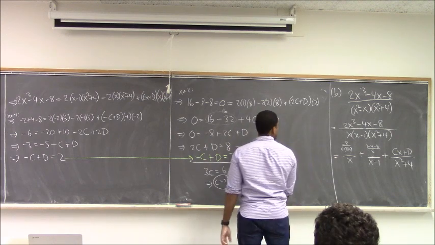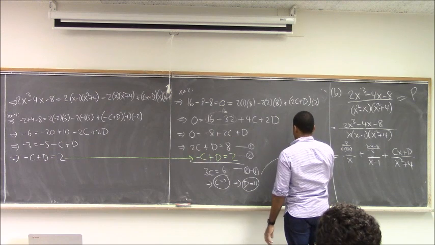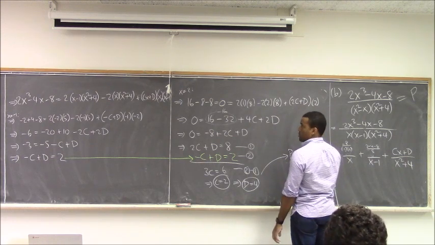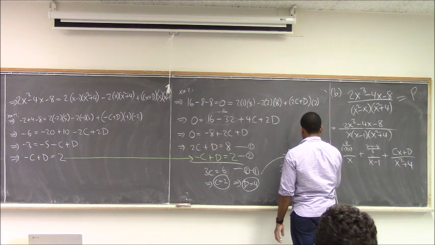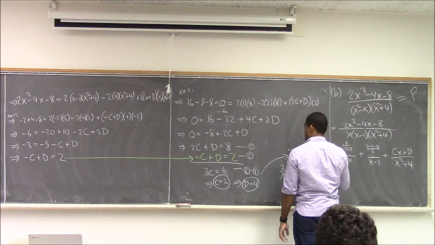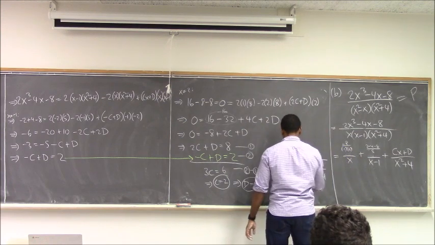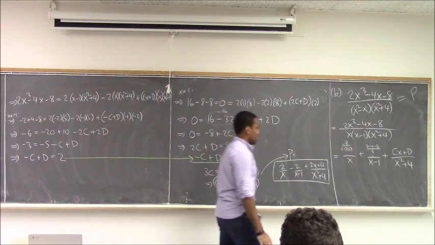So, what is P? My P is equal to 2 over x, minus 2 over x minus 1. My C is 2, so plus 2x. My D is 4, so plus 4 over x squared plus 4. You guys got the same thing? So that's all.